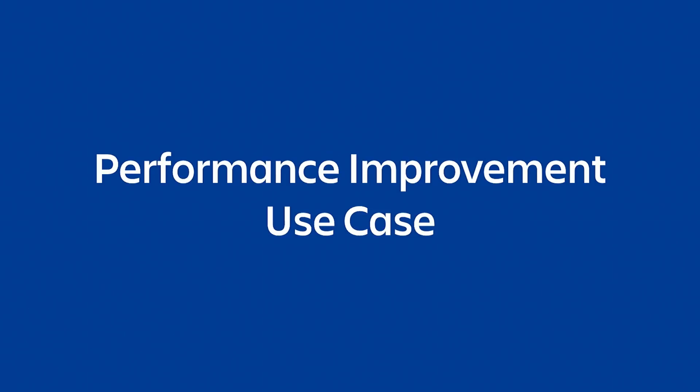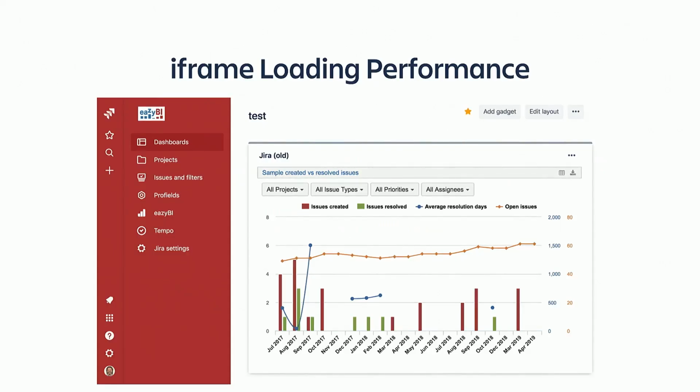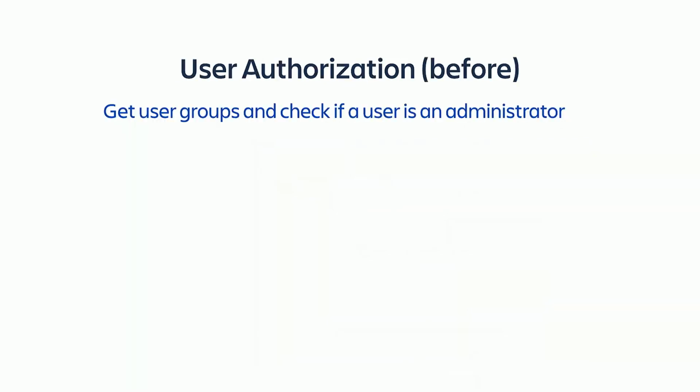One performance improvement use case from what we did this summer, in the eazyBI case: you prepare different reports and dashboards, and then you can publish them back as dashboard items or Confluence macros. The initial load time of the iframes was not quite good, so users were seeing spinners for quite a long time because we needed to do authorization. For this user, we needed to get all the user groups and understand whether this user is an admin or not, because access rights are defined either for individual users, for user groups, or for admins.